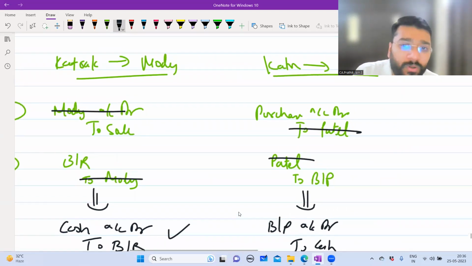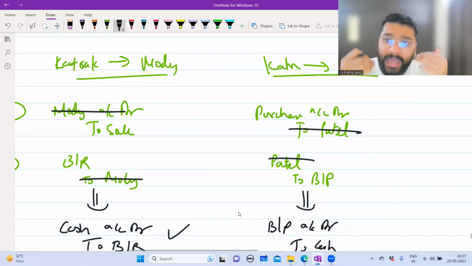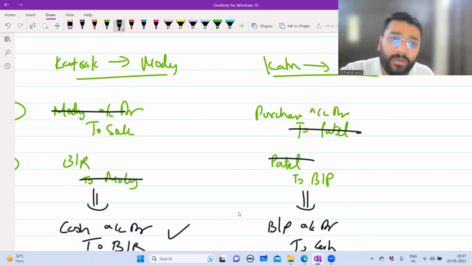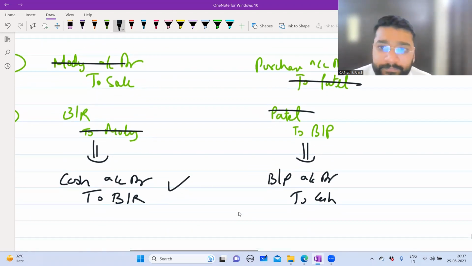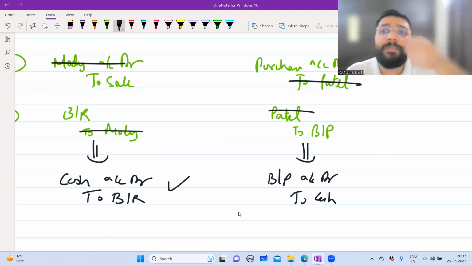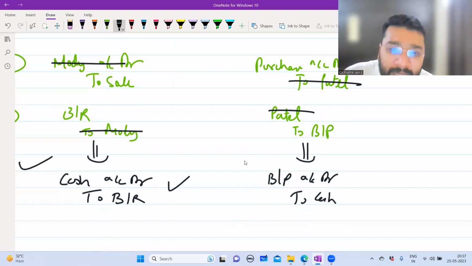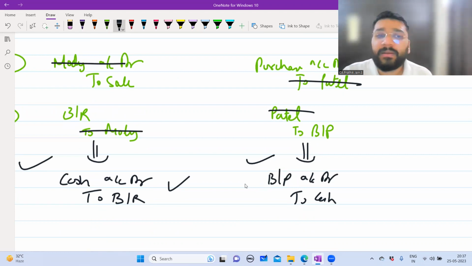Guys, my question goes to all of you. Am I encashing the bill myself? Am I giving the bill to Modi and getting the money, and am I giving the money back to Patel, or am I just endorsing the bill? If I'm individually collecting the money and individually paying the money, then two separate entries make sense. But here, I am not collecting the money separately. I'm not making the payment separately.